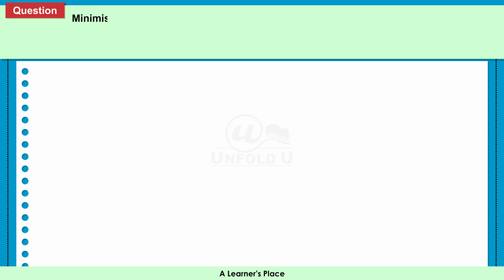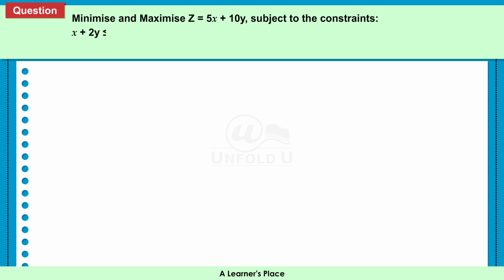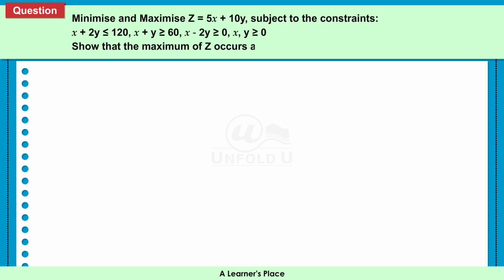Question. Minimize and maximize z is equal to 5x plus 10y subject to the constraints x plus 2y is less than or equal to 120, x plus y is greater than or equal to 60, x minus 2y is greater than or equal to 0, x and y both are greater than or equal to 0. Show that the maximum of z occurs at more than 2 points.